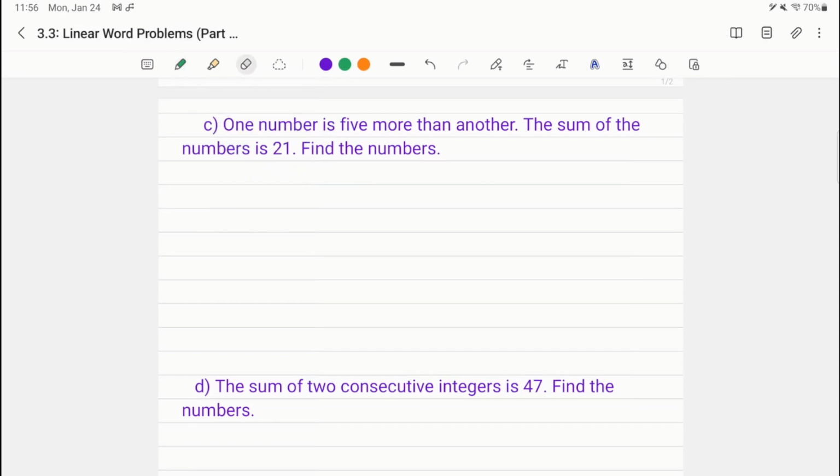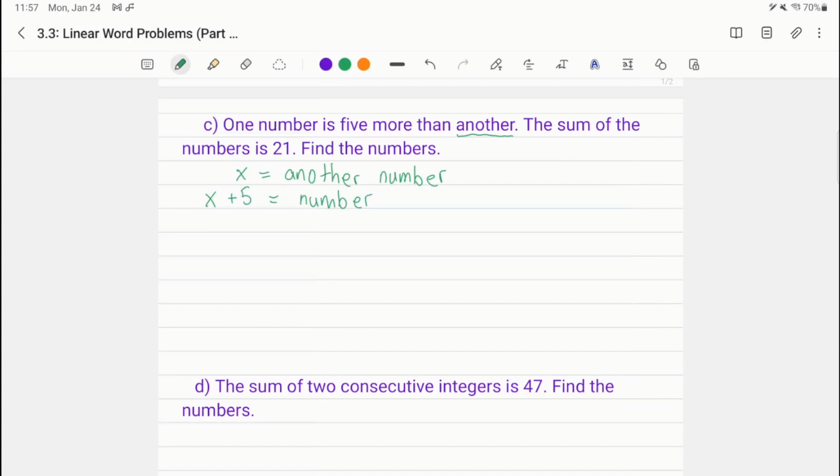Instead of starting with one number, I am going to start with another. I'm going to call that another x. So that's another number. Now, the reason why I'm doing that is because I'm not told anything about that. This first number, I'm told a little bit about it. And what I'm told about it is that it's 5 more than that. Well, 5 more than x is x plus 5. So that is the first number that we were talking about. So x plus 5 is 5 more than x.